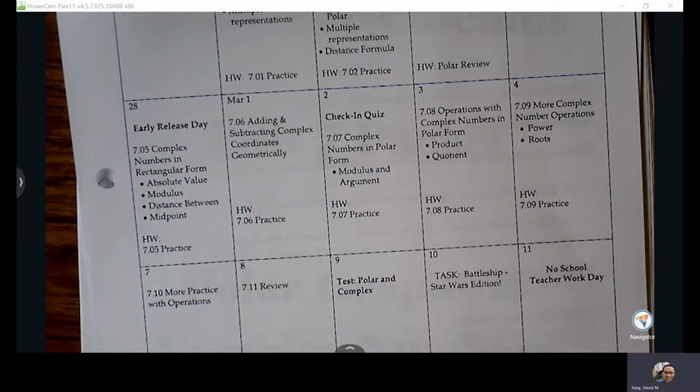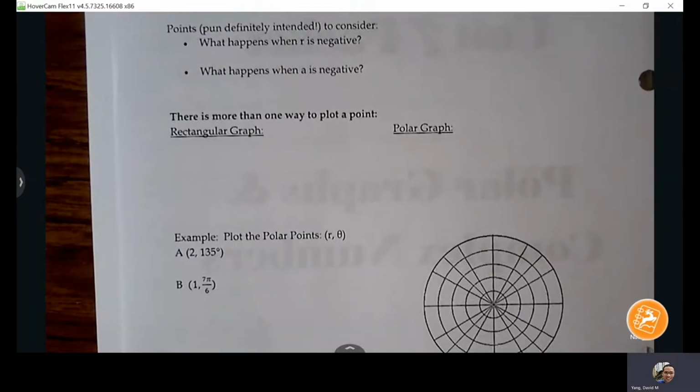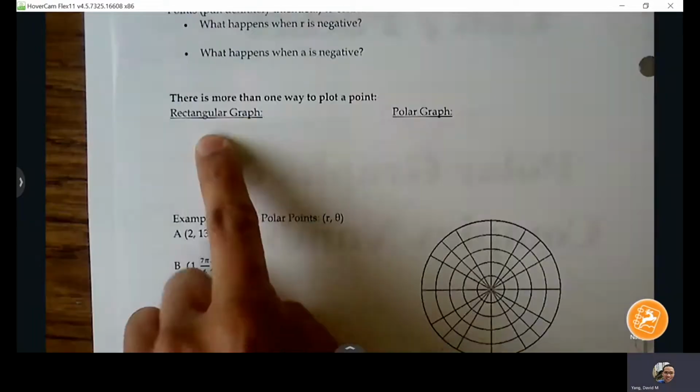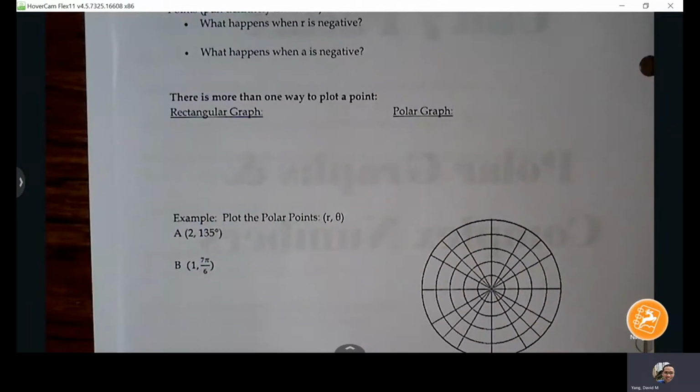All right, so let's go to page 2. Okay, I'm going to skip the Desmos activity, and we're just going to go directly to the notes here. So page 2. Okay, we'll start here. There's more than one way to plot a point.